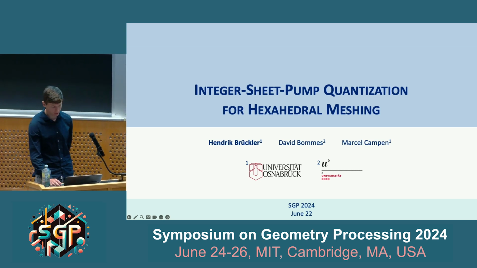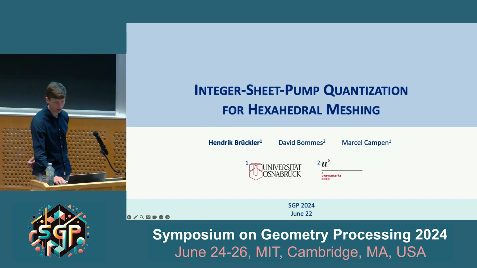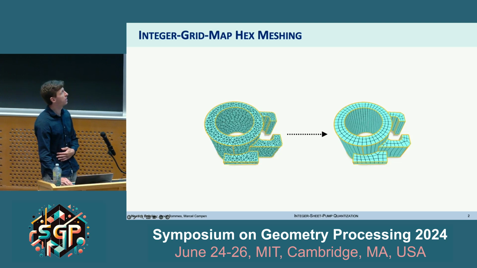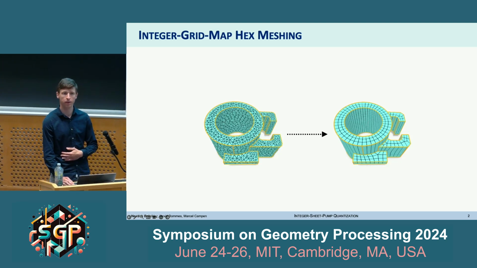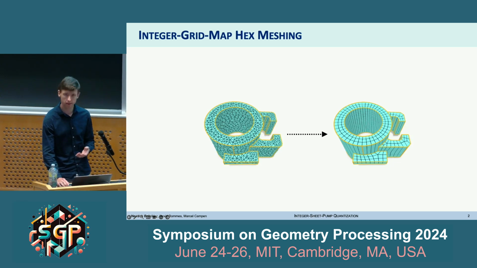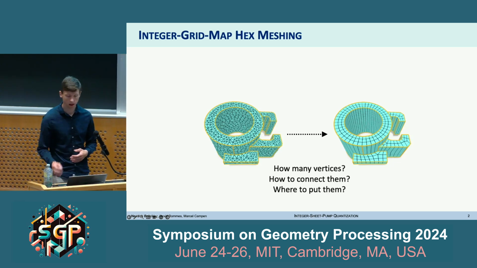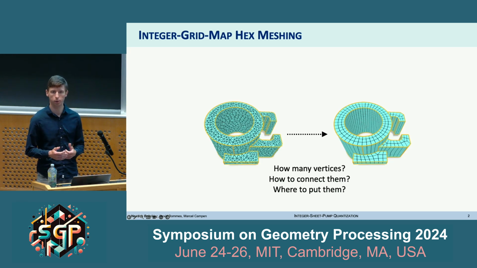My talk today will be about integer sheet pump quantization for hexahedral meshing. The method we present here is part of the integer grid map hex meshing pipeline. Hex meshing is a notoriously hard problem, and simply put, one needs to decide how many vertices to generate, how to connect them, and where to put them.